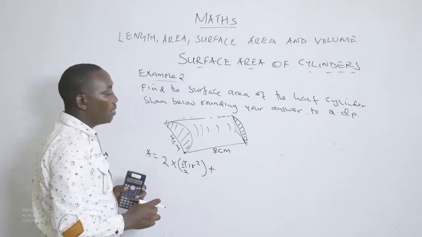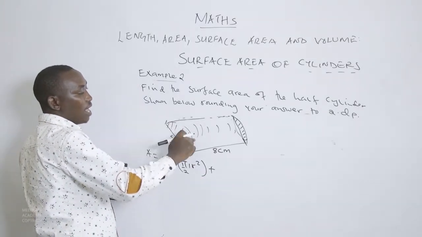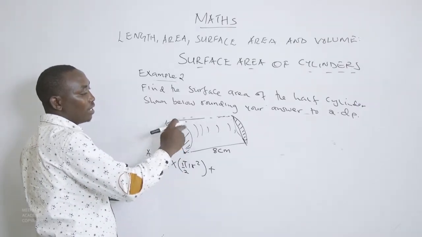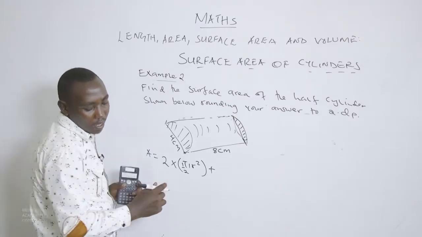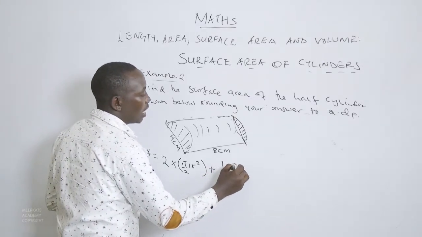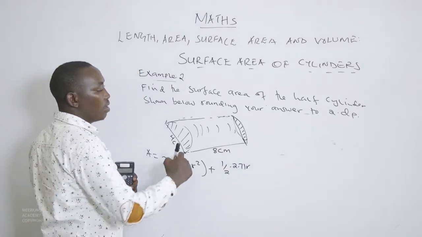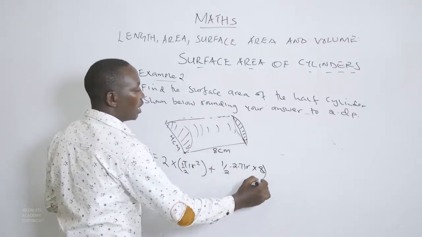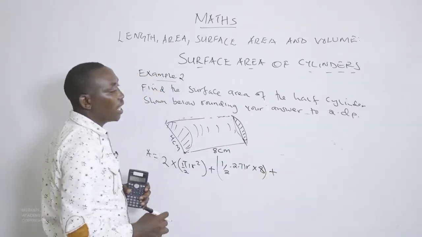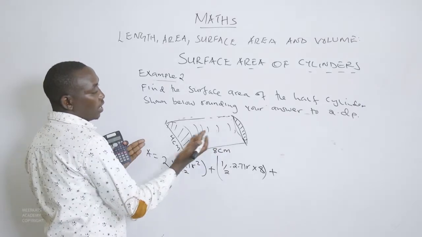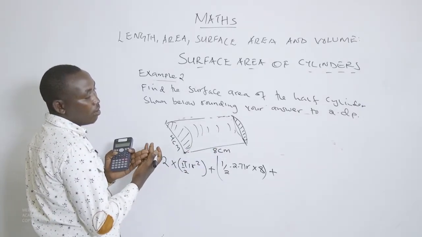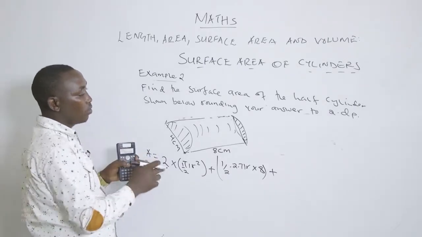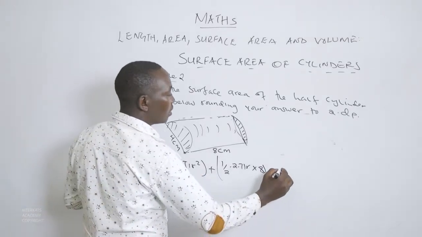Then we add the area of the curved surface, whose width is half the circumference of the circle, that is a half multiplied by 2 pi r, multiplied by this particular distance, which is 8 units. Then we shall add the flat surface, the plane where that particular knife went through, that is 4 by 8.